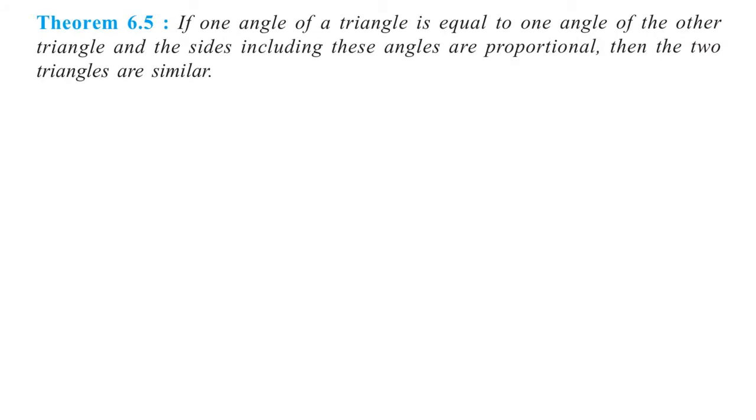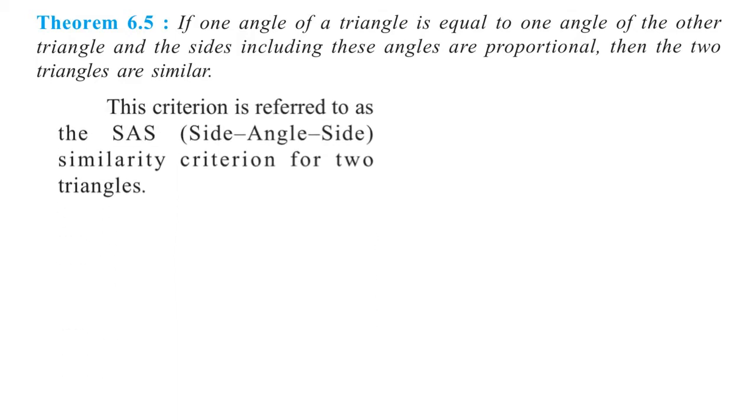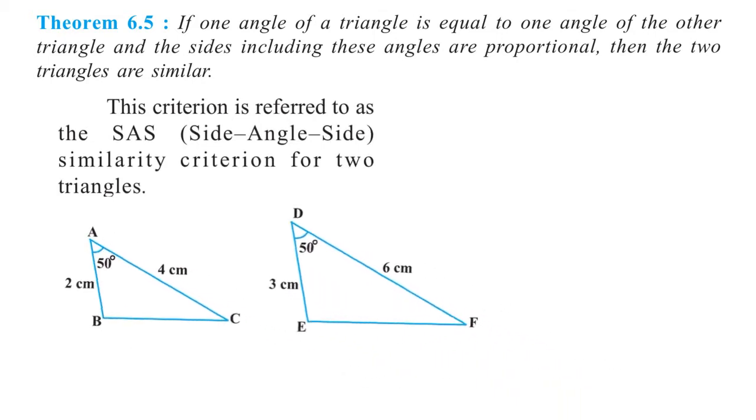Let's look at the third criterion. If one angle of a triangle is equal to one angle of the other triangle and the sides including these angles are proportional, then the two triangles are similar. So if we know one angle and the sides including this angle are in proportion, then we can conclude that the triangles are similar. This criterion is referred to as SAS, the side angle side similarity criterion for two triangles. Take for example these two triangles.